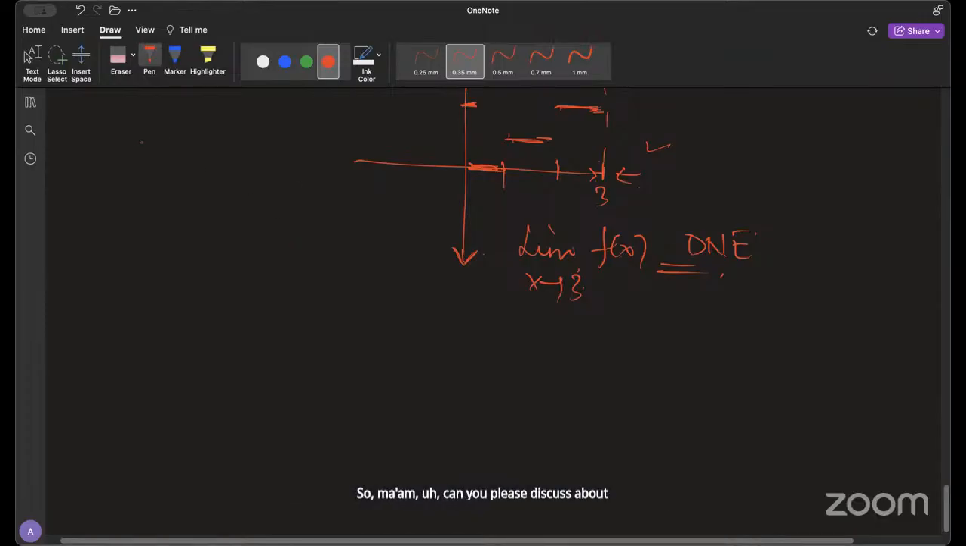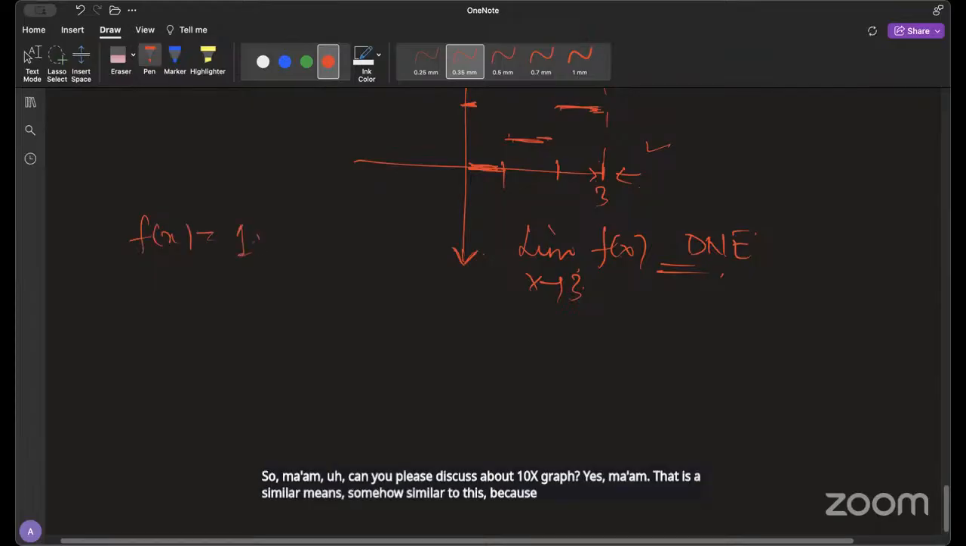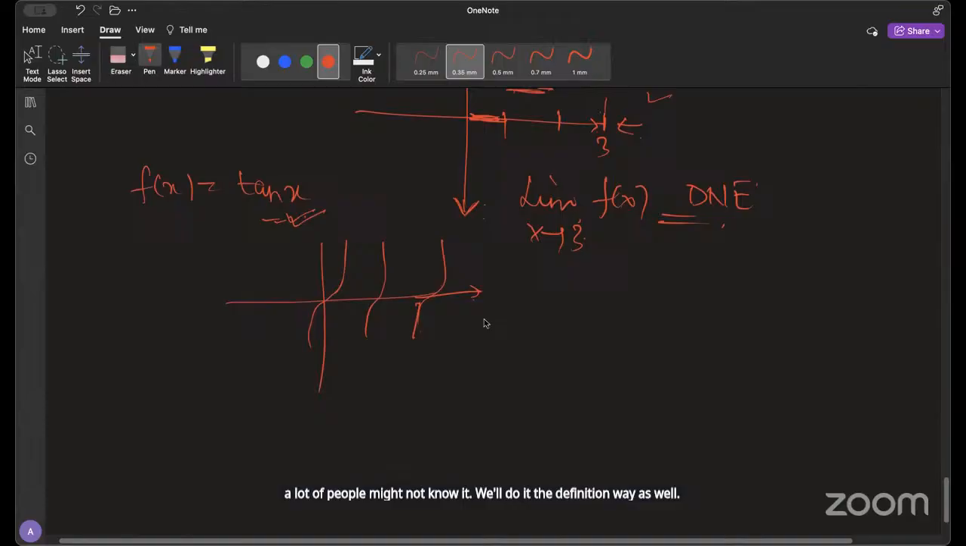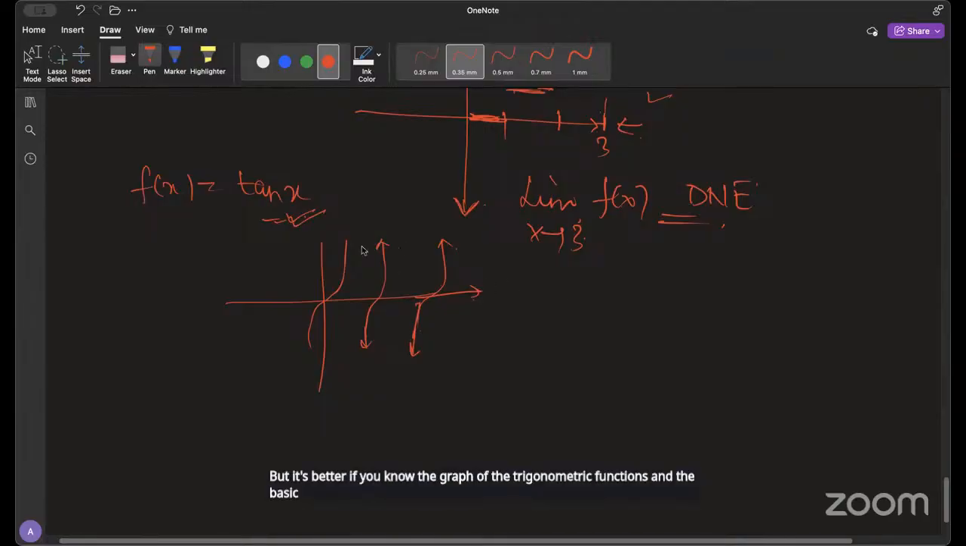Ma'am, can you please discuss the tan x graph? Yes, ma'am. That is somewhat similar to this because that is also breaking at some points. Tan x, do you mean tan x? Yes, ma'am. Okay. If you look at a graph of tan x, it's somewhat like this, right? A lot of people might not know it. We'll do it the definition way as well. It's better if you know the graphs of the trigonometric functions than the basic e to the power x, log x and all.